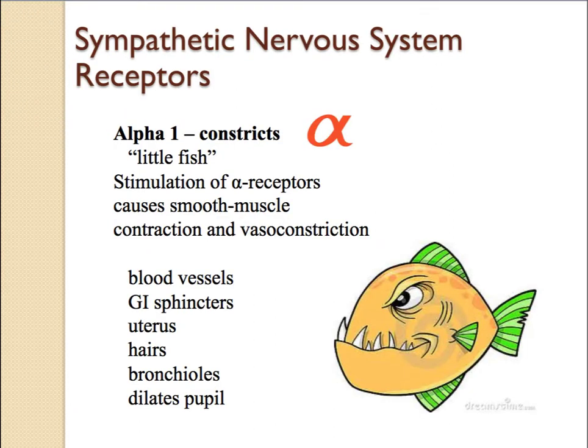So more specifically, let's talk about alpha-1. Alpha-1 causes smooth muscle contraction or vasoconstriction. So I have this little picture of a fish that's kind of shaped like the Greek letter alpha, and if you pulled on the ends of the little fish, you'd see that the hole in the middle gets smaller, or constricts.